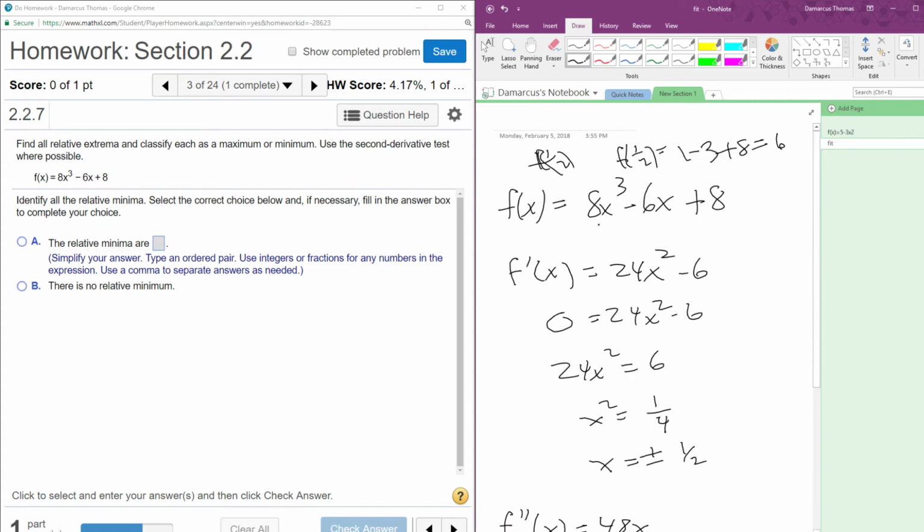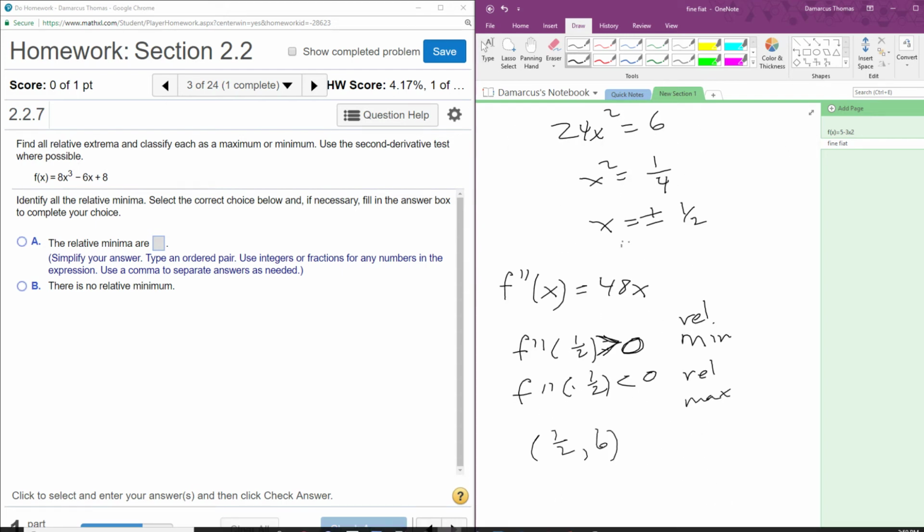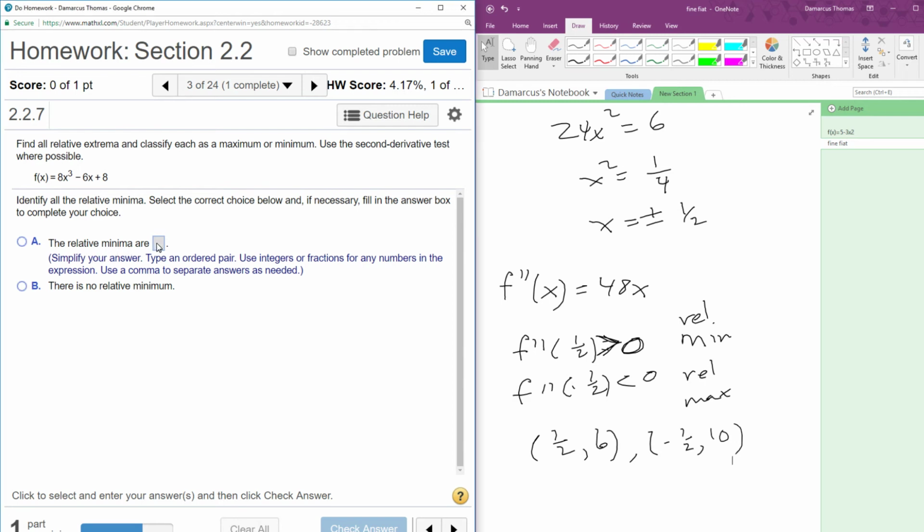Now what happens if I plug negative 1/2 in there? Well, negative 1/2 cubed is negative 1/8. And so that becomes negative 1, because 8 times negative 1/8 is negative 1. And I'm going to plug a negative 1/2 in there. So 6 times negative 1/2 is negative 3, minus that, and so it's going to be plus 3 and then plus 8. And negative 1 plus 3 is 2, plus 8 is 10. And so my second point occurs at negative 1/2 comma 10. All right, and we're going to plug those values in.